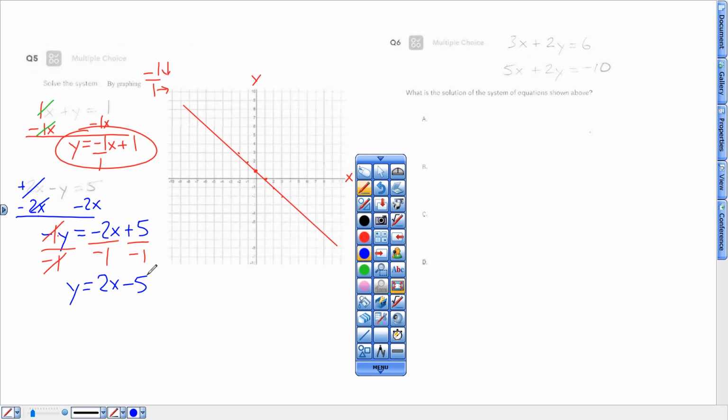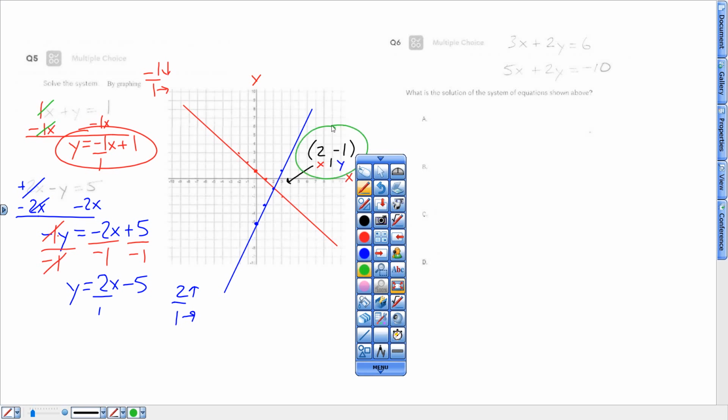Now if I graph that, negative 5 on my y-axis, right 1, up 2. That number in front of x being 2 made into a fraction. Right 1, up 2. Right 1, up 2. Right 1, up 2. Draw a line through those. And then you can see that they meet right here, one solution. And that one solution for x and y looks like 2, negative 1. 2 for x, negative 1 for y. That is the solution point.